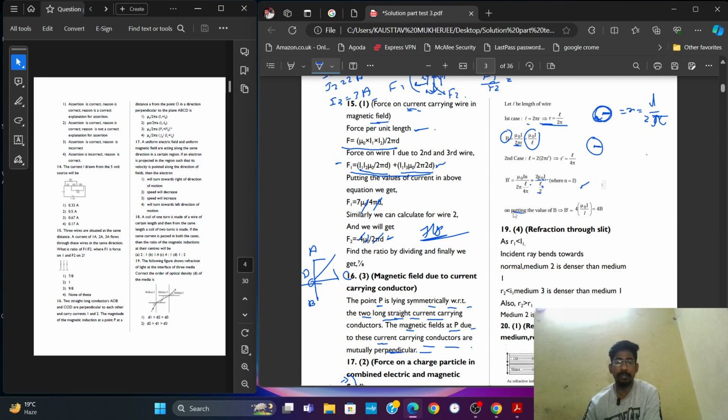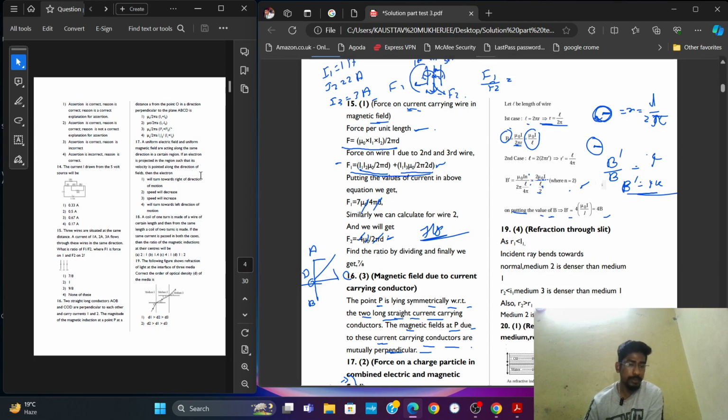Okay. Now putting the value of B in the B dash equation, we'll get that B dash equals 4B, or you can simply take the ratio, right? You will get this equal to 4. It means B dash equals 4B.